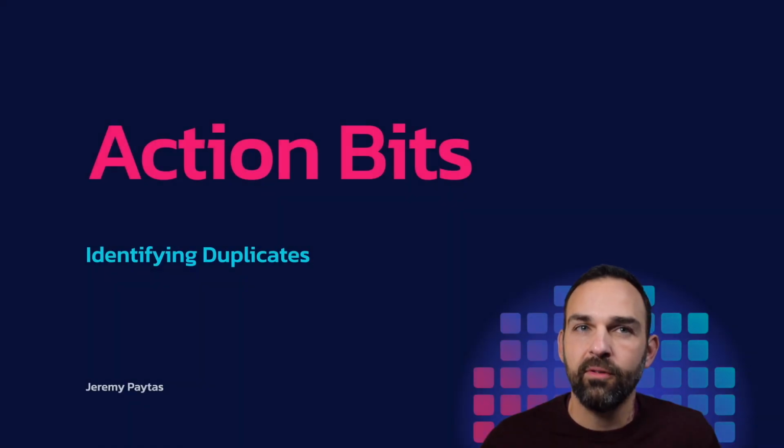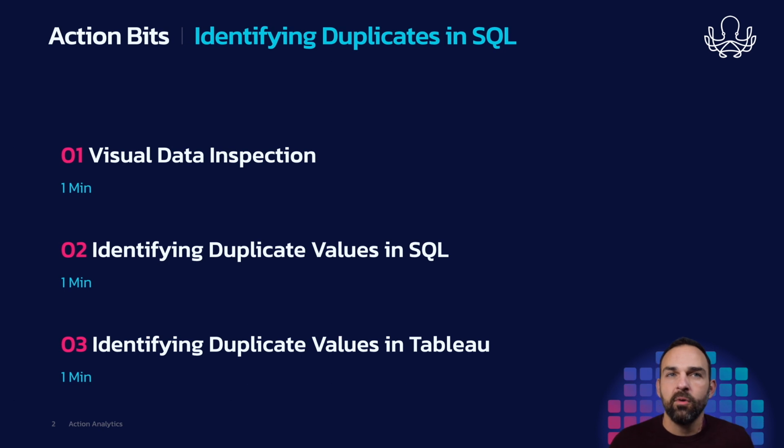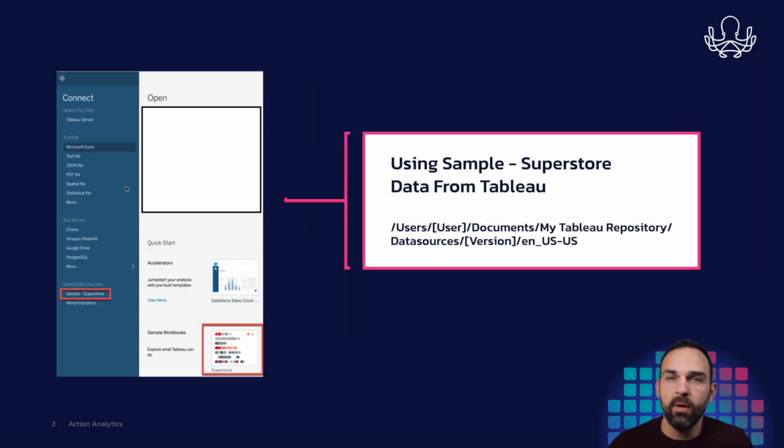Today we're going to jump into identifying duplicates in your data. For part one, we're going to do a visual data inspection. Part two, we're going to identify duplicates by using SQL. And part three, we're going to identify duplicates using Tableau. You can follow along at home by utilizing the sample superstore data brought to you by Tableau.